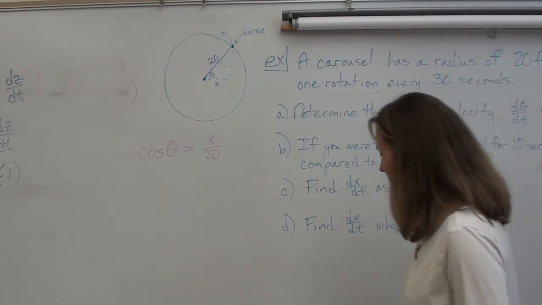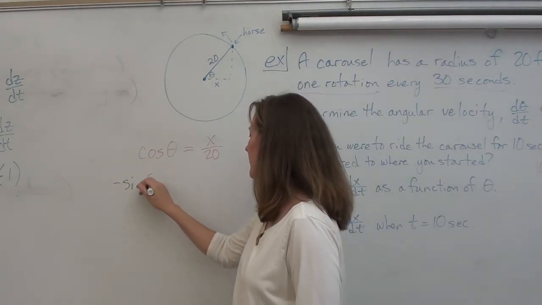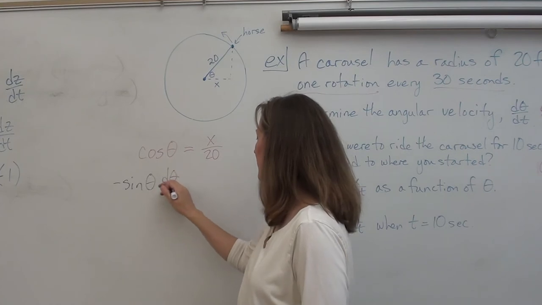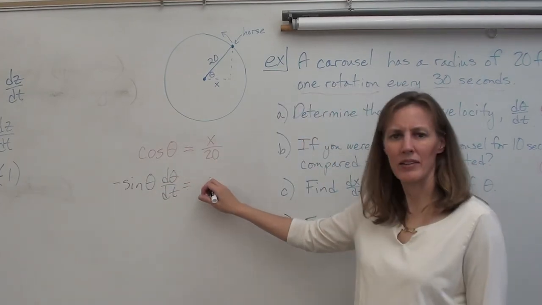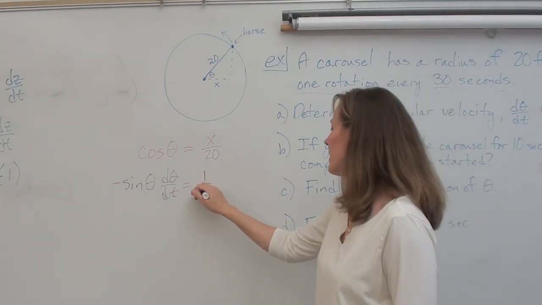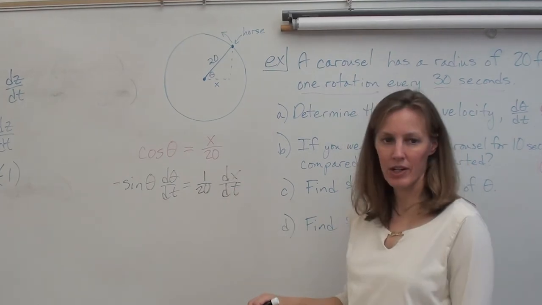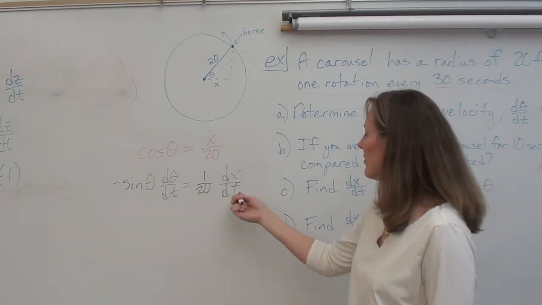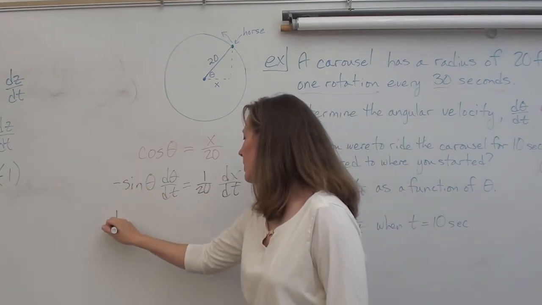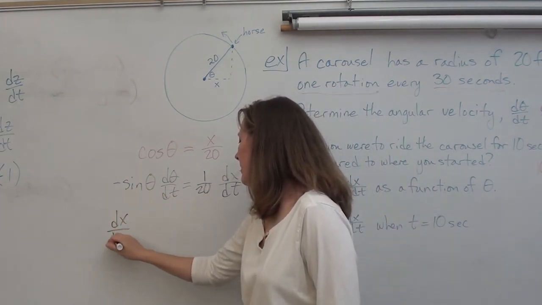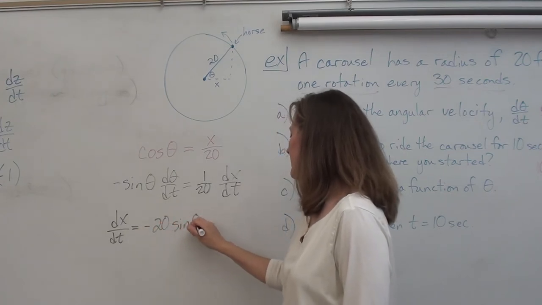Okay, so what's the derivative of cosine? Negative sine theta. Negative sine theta d theta dt equals x over 20. What's the derivative of that? 1/20th dx dt. Very good. Now, we have to solve for dx dt, so I'm going to multiply both sides by 20. So I get dx dt equals negative 20 sine theta d theta dt.